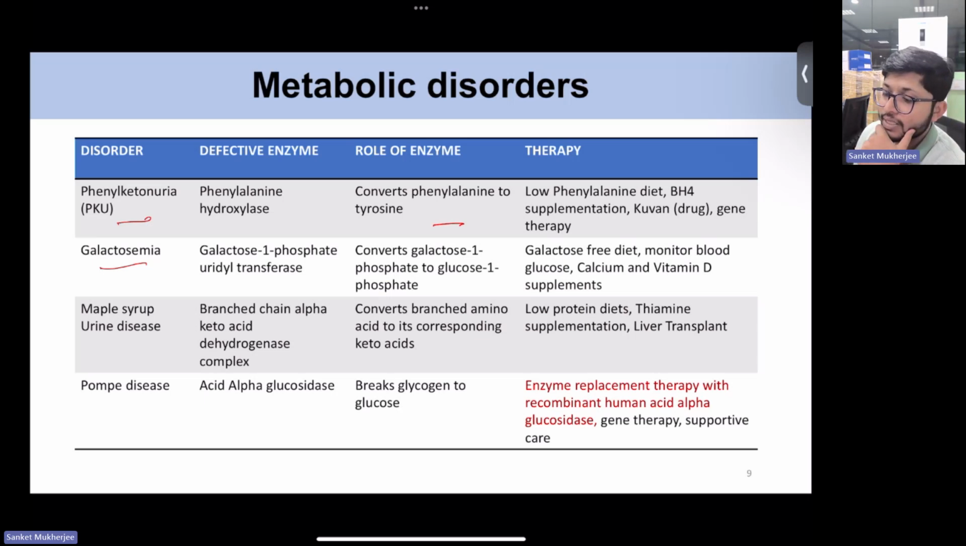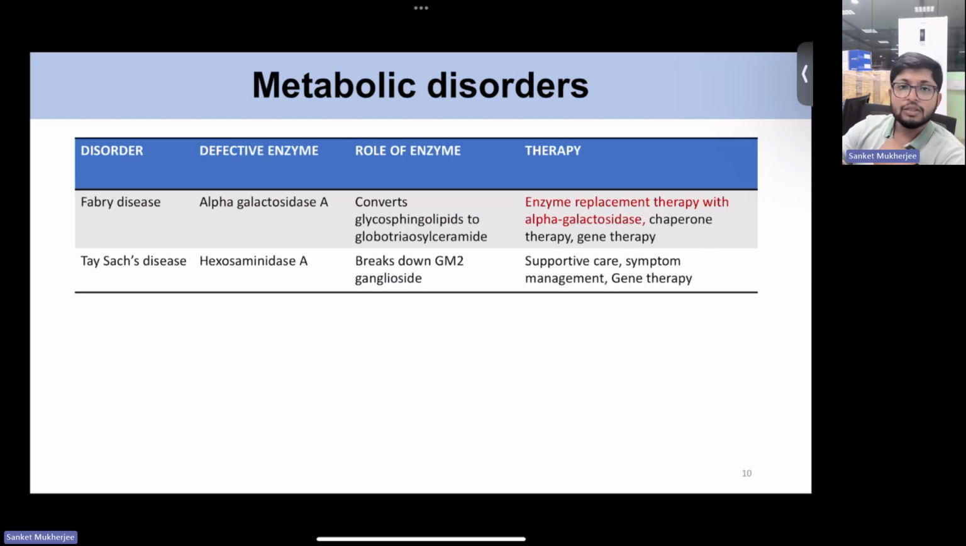There is Pompe disease, which is caused due to a defective acid alpha glucosidase. It breaks glycogen to glucose, right? In this case, enzyme replacement therapy is helpful. Gene therapy and supportive care is also there.